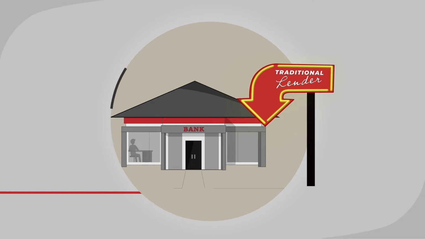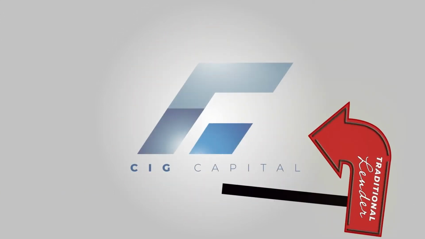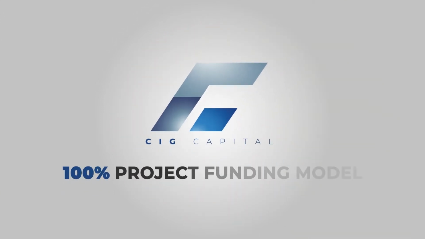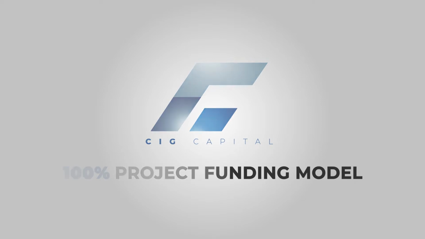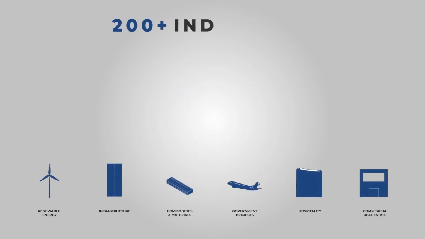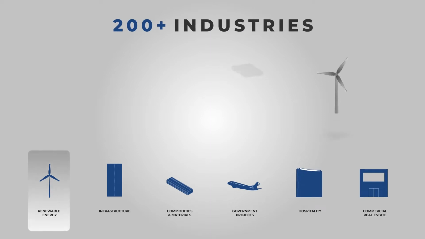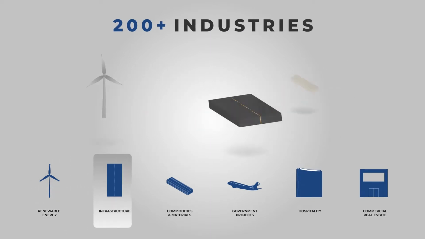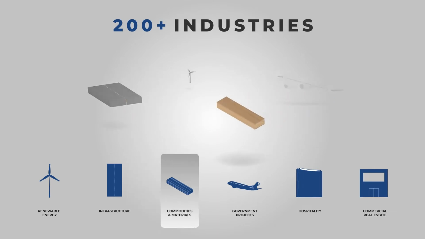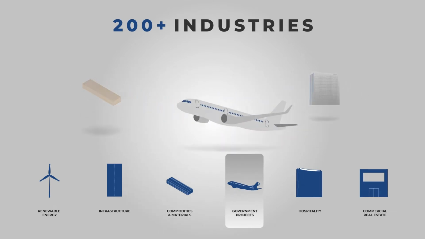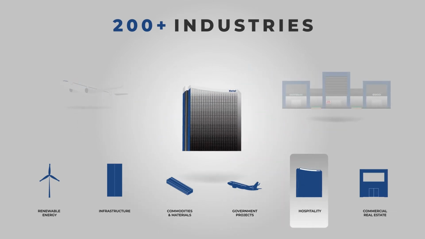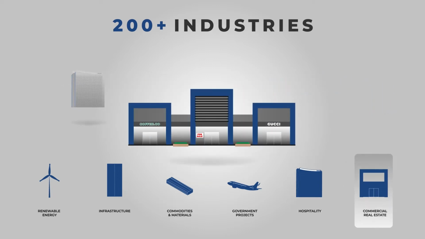Less than 3% of those who are seeking capital for new projects from traditional lenders receive full funding. But with CIG Capital's 100% project funding model, we're able to meet the lending needs of projects in over 200 industries, such as renewable energy, infrastructure, commodities and materials, government projects, hospitality, commercial real estate, and many more.